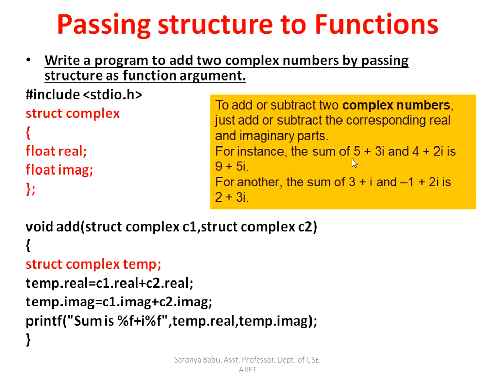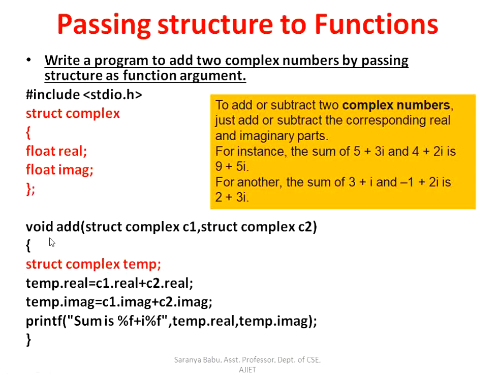For example, 5 plus 3i and 4 plus 2i. What is the sum? What is 5 plus 4? 9. 3 plus 2? 5. So 9 plus 5i. Okay, so same thing. So I need two members, float real, float imaginary. I've done with the structure definition.